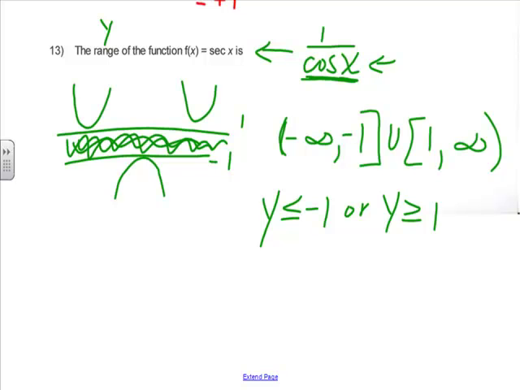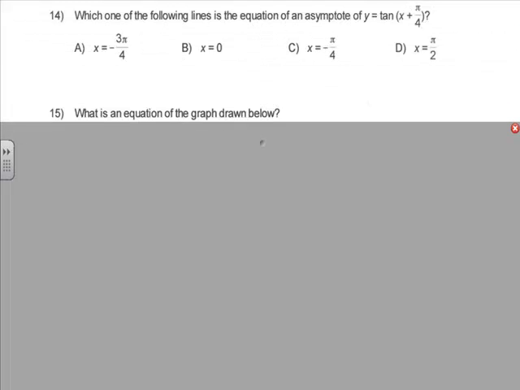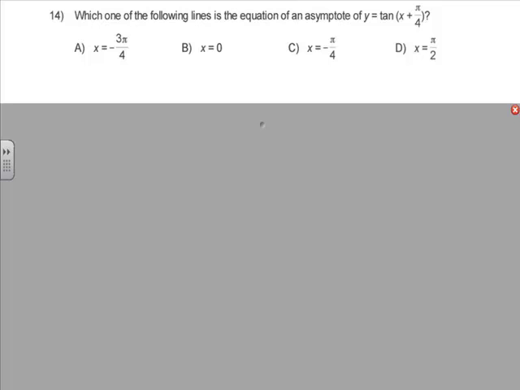14 is coming to you here in a second. Okay, let's get this out to focus in on one problem at a time here. Which one of the following lines is an equation of an asymptote of y equals tan of x plus pi over 4? Stop the video if you want to think about this a little bit.